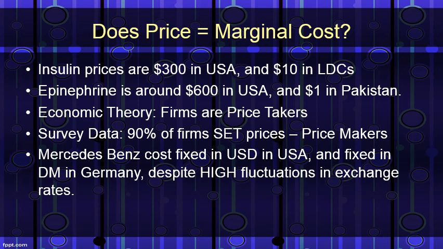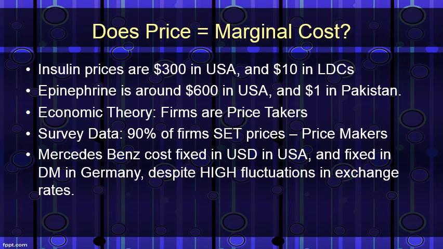So for example, your economic theory teaches you that price equals marginal cost. But if you look at the world around you, insulin prices are around $300 in the USA and around $10 in the developing countries. So can price equal marginal cost? Epinephrine, which is another very essential drug, is $600 in the US and $1 in Pakistan. Economic theory says that firms are price takers. There is a market price and they must accept the market price. But actually, Alan Blinder did a survey and it said that most of the firms set their prices. They are price makers. There are many examples which prove that prices are not equal to marginal cost.